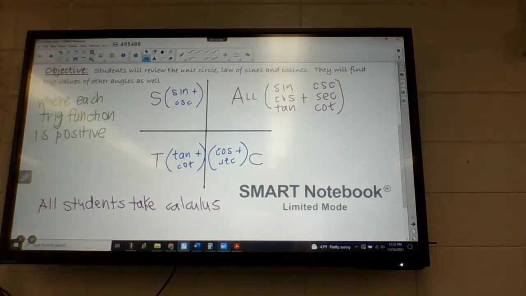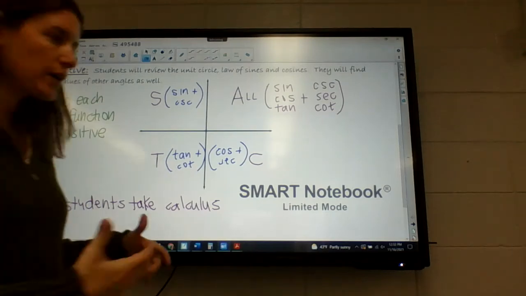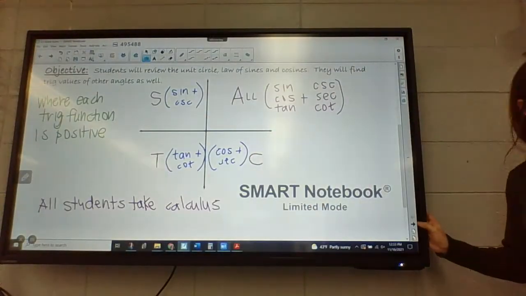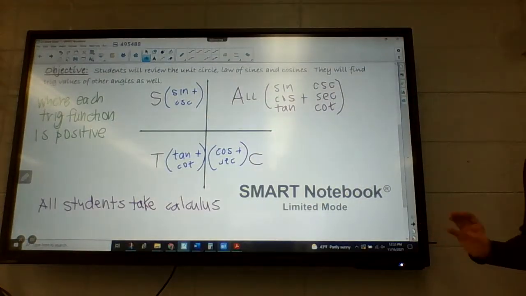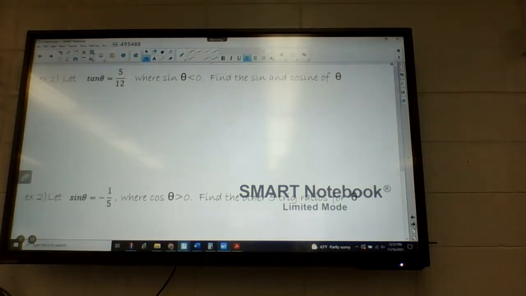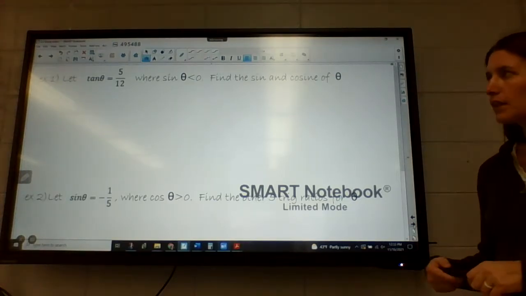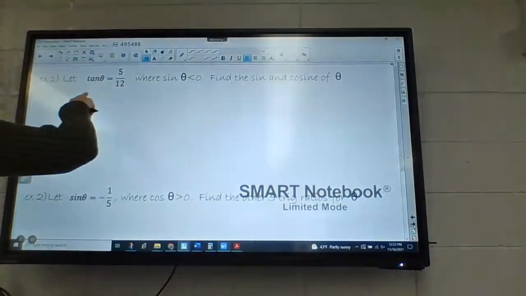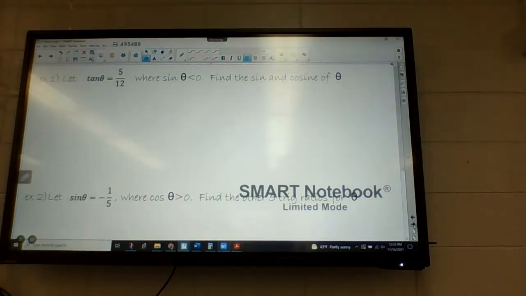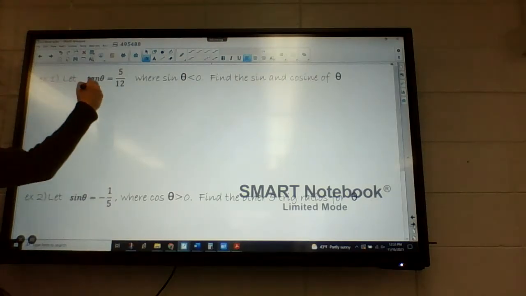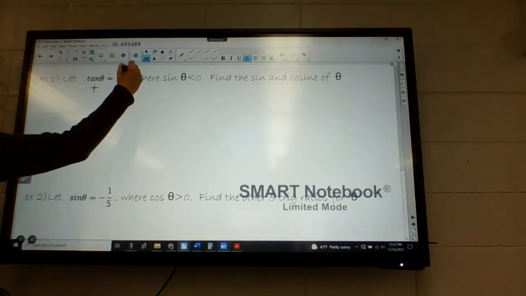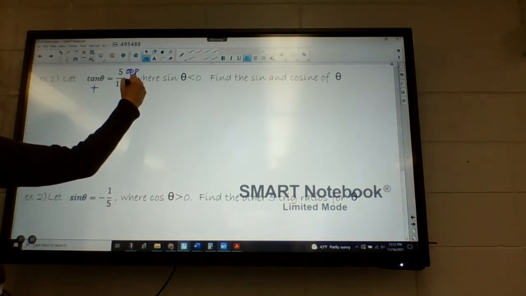They give us some information here about our trig function. Has everyone got this? Maybe. So tangent is 5/12, and they say where sine of theta is less than 0, find the sine and cosine of theta. Now what are they telling us about tangent here, other than it being 5/12? It's positive. They're also telling us the opposite over the adjacent.